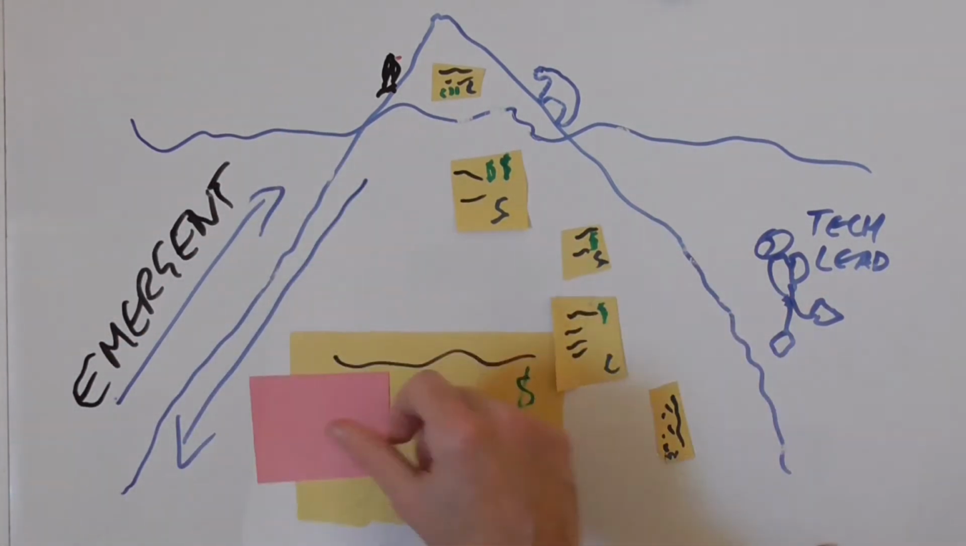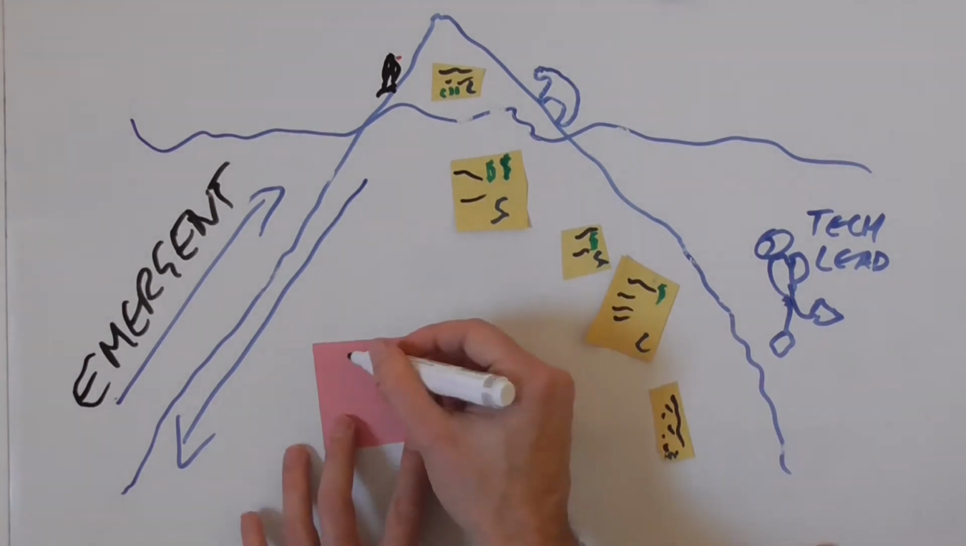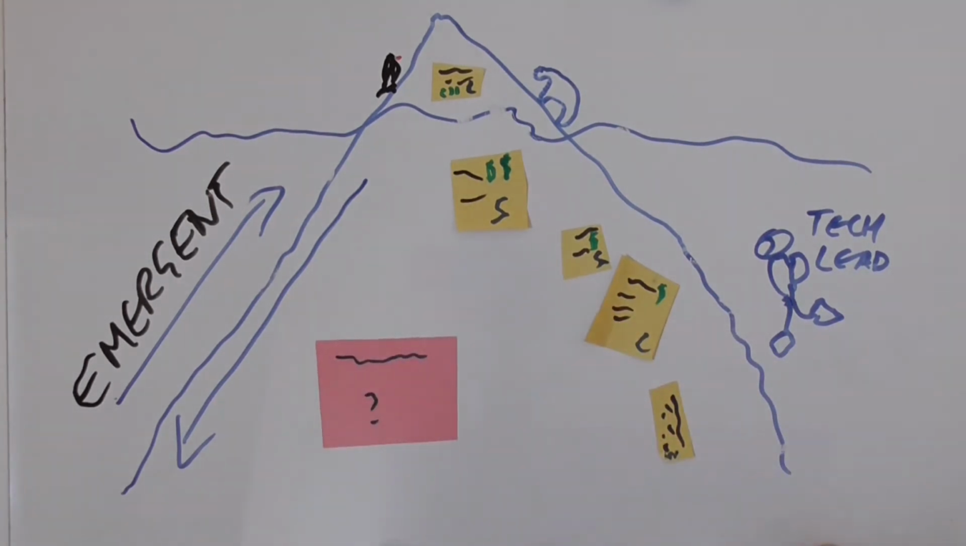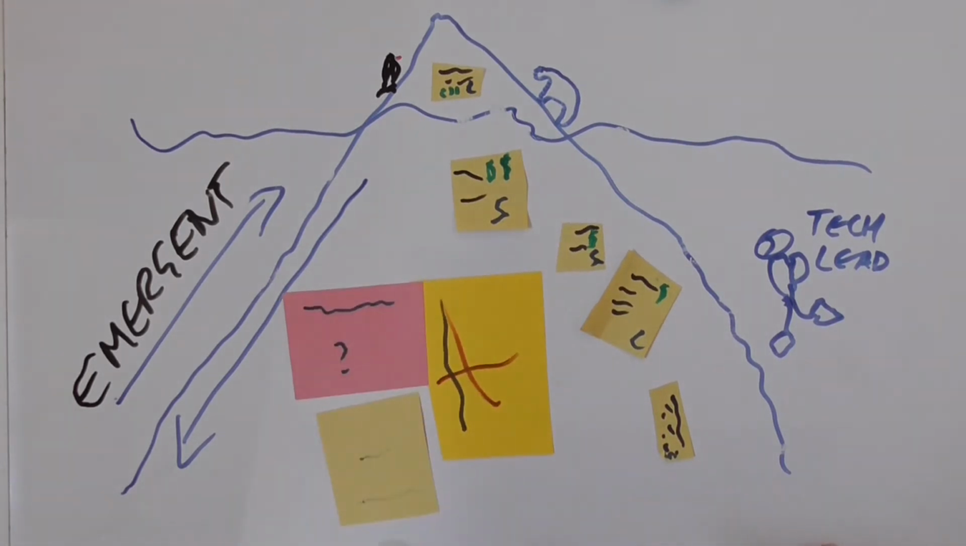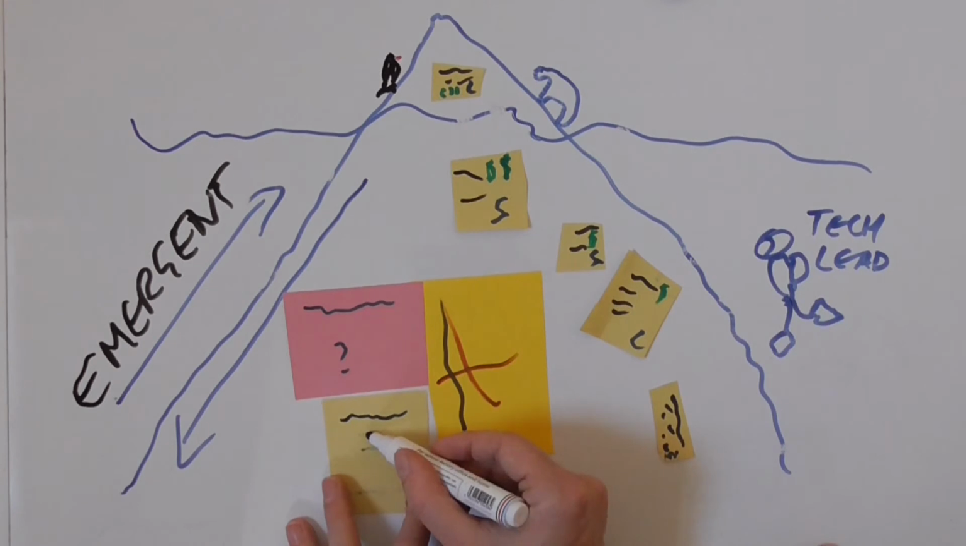And then the other thing is it's emergent. So you have to have this ability, if you're genuinely going to be agile, to be able to swap things in and out of this iceberg. And it's there for that reason.